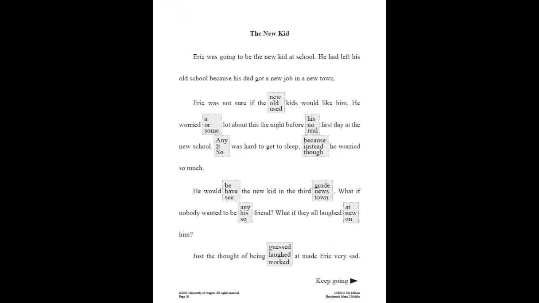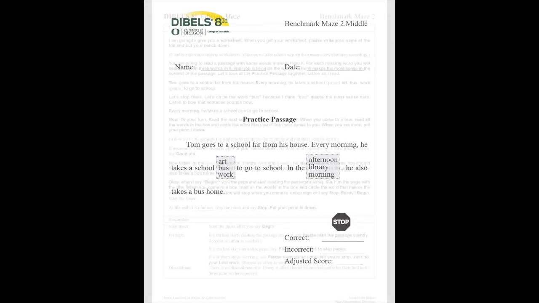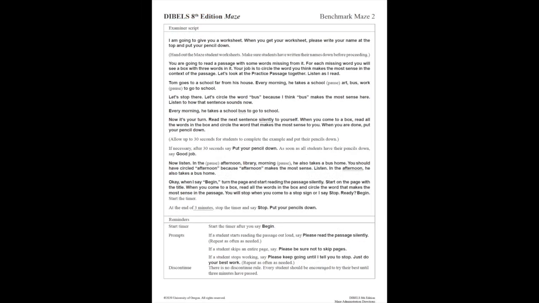For the maze assessment, the students are going to receive a closed passage that has a word missing from nearly every sentence. What they will need to do is circle the word which they believe makes sense in that sentence of the text. Students are given 3 minutes in which they complete as much of the closed passage as they can in the given time. There is a practice passage to begin with, and like all of the DIBELS assessments, there are instructions for you to read to the students.